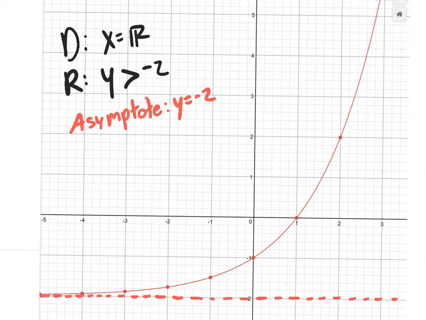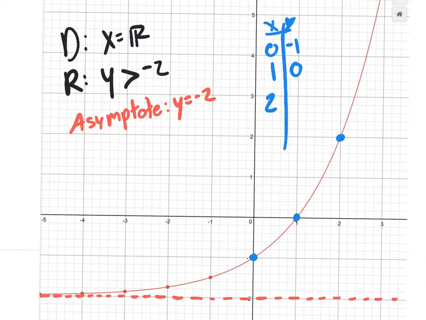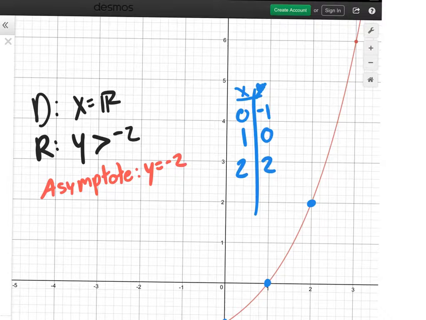Let's analyze some coordinates now. What is this coordinate right here? That is 0, -1. And this next one? 1, 0. And this next one? 2, 2. And then this next one up here, that's 3 and 6. Okay? So those are the coordinates.